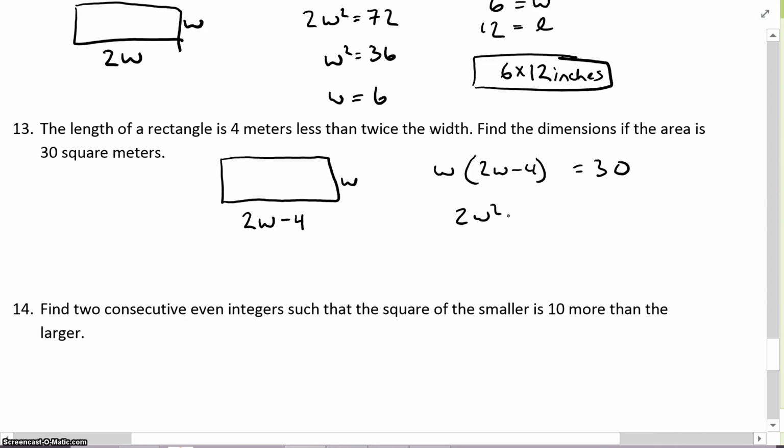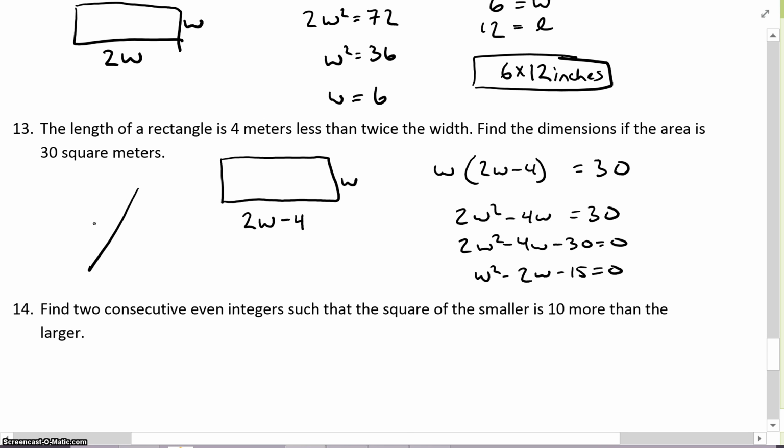So 2W squared minus 4W equals 30. Subtract 30 from each side: 2W squared minus 4W minus 30 equals 0. Divide everything by 2, so I get W squared minus 2W minus 15 equals 0. Let's X factor this, see if we can figure it out.